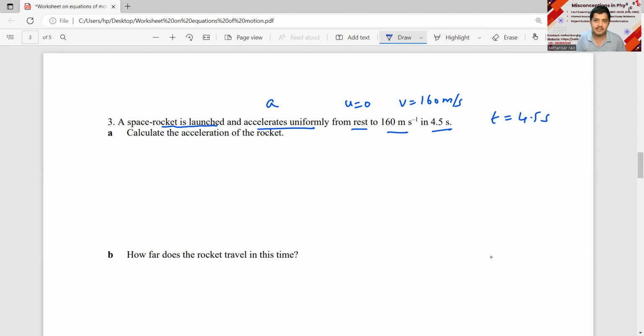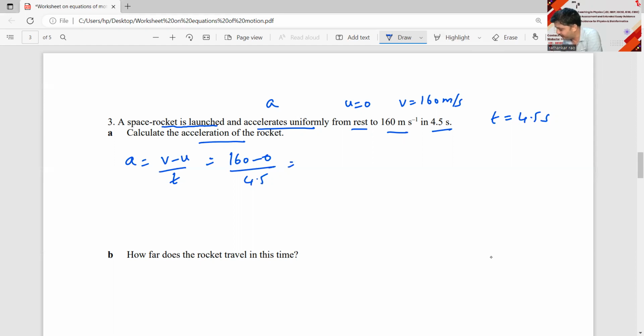The first thing in any physics numerical is to identify the parameters correctly. If you do this, 50% of your problem is solved because you get an idea of what to do. Next, calculate the acceleration of the rocket. Acceleration is nothing but v minus u divided by t. Substitute the values, which is 160 minus 0 divided by 4.5 seconds. What is that value? Do it fast. 160 divided by 4.5 will give you 35.56 meter per second squared.